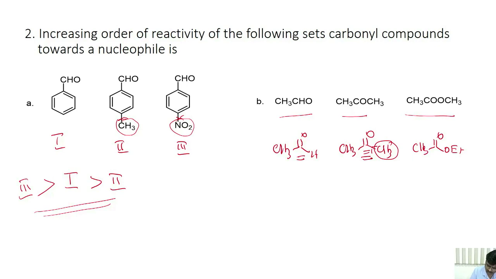Now, if you compare the electrophilicity of this carbonyl group with this one, and this methoxy group can give more electron density compared to methyl group. Therefore, electrophilicity of this carbonyl group is further reduced compared to that. So, if you see the electrophilicity of the carbonyl group, it will be this order. Acetaldehyde, this carbonyl is more electrophilic comparing to this keto carbonyl group, which is more electrophilic comparing to this carbonyl group of the ester molecule.